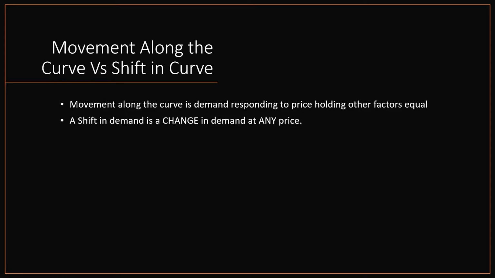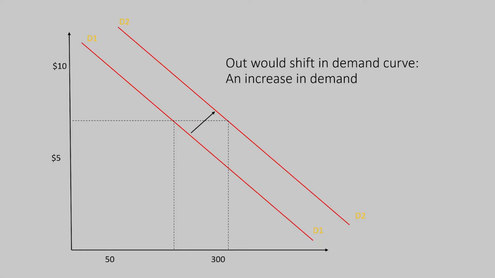As we've discussed, a movement along the curve is demand responding to price, holding other factors equal. But what about a shift in demand? A shift in the demand curve is a change in demand at any price. So it doesn't matter what the price is, demand changes. Either it goes up or down. So here we've got an outward shift in the demand curve. We've got an increase in demand at any price.